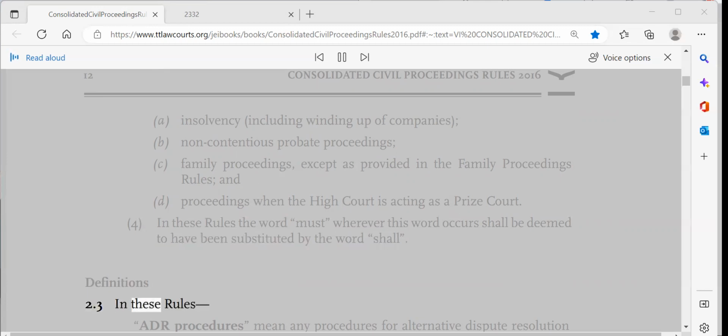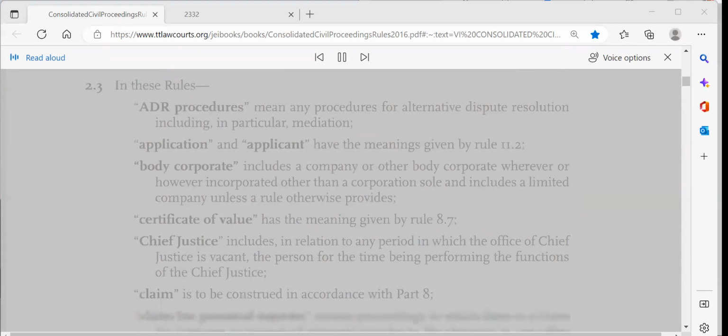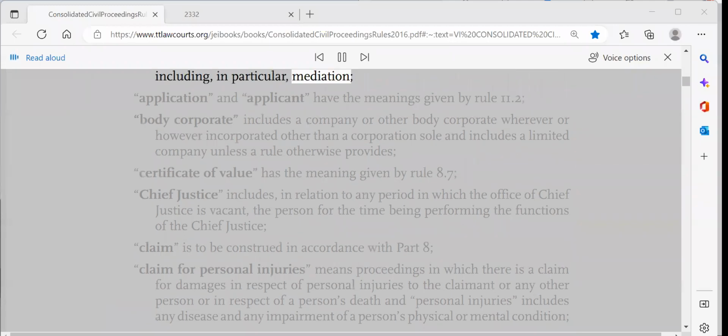Definitions. 2.3 In these rules, ADR procedures mean any procedures for alternative dispute resolution including, in particular, mediation. Application and applicant have the meanings given by Rule 11.2. Body corporate includes a company or other body corporate wherever or however incorporated other than a corporation sole and includes a limited company unless a rule otherwise provides. Certificate of value has the meaning given by Rule 8.7. Chief Justice includes, in relation to any period in which the office of Chief Justice is vacant, the person for the time being performing the functions of the Chief Justice.